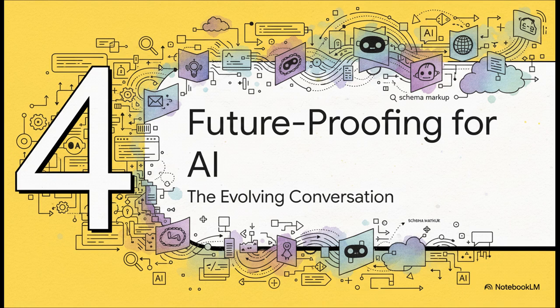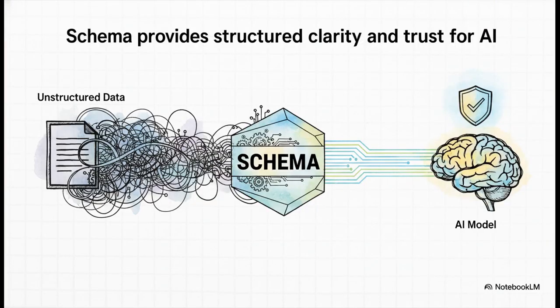To truly understand the power of schema, we have to look to the future and the rise of AI search. So as search gets more conversational, AI models like Google's AI Overviews need absolute clarity. You can think of schema as a verified fact sheet for your content. It helps an AI tell the difference between a hard fact, like a price, and an opinion, like a review. This gives the AI a crucial trust signal. It's telling the AI, "Hey, this isn't just a bunch of random text. This is reliable data you can count on."